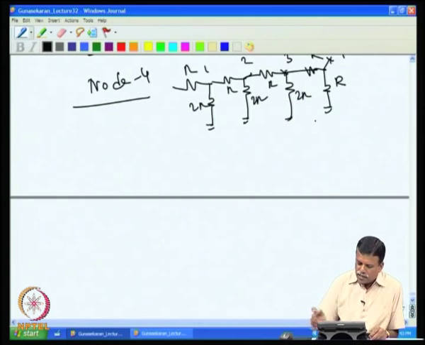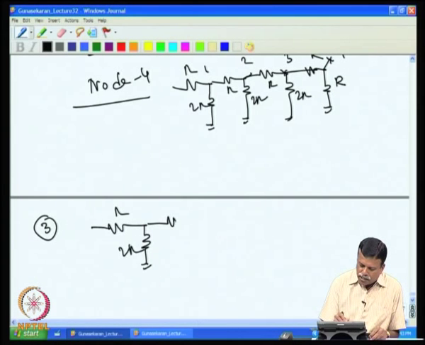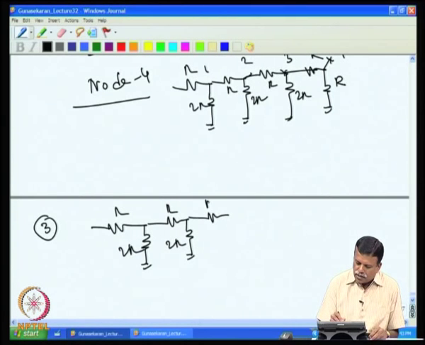Now, if I simplify this, the next circuit is simplified up to node 3. So, this is up to node 4. So, I have simplified up to node 3 now. You have R here, 2R. Then I can make this R, 2R. The third one I can write as R.